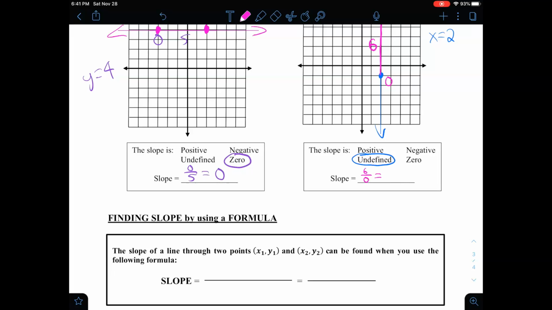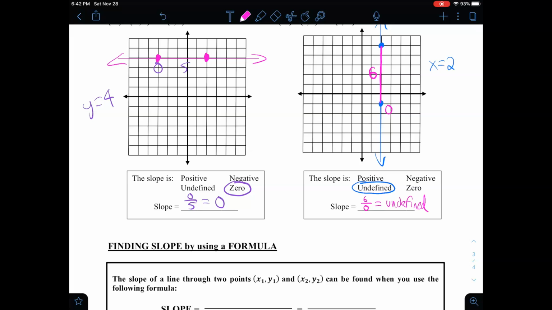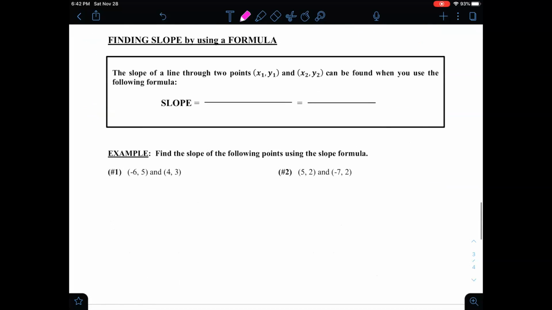6 divided by 0 is what? Can we divide by 0? We can't, so it's undefined. Okay. So, slope dude, Hoy Bucks. We'll come back to Hoy Bucks at the end of this lesson to make sure we remember it, but it is very important. Okay, now this is also a very important idea.